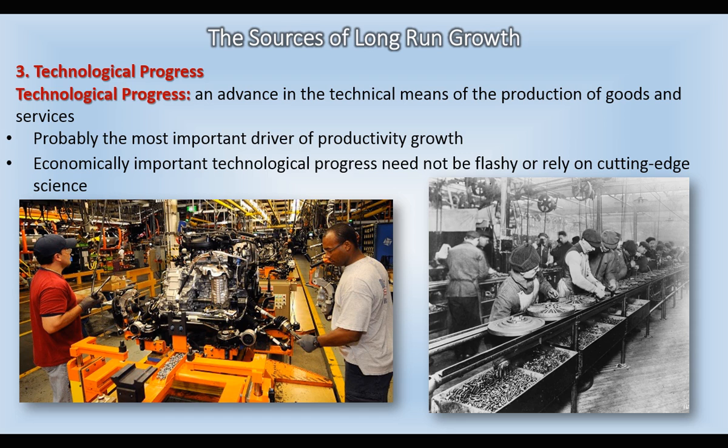Economically important technological progress need not be flashy or rely on cutting-edge science. It could just be a simple automated assembly line that is itself just enough to change the nature of what's being produced and how much is being produced per hour, so labor productivity.